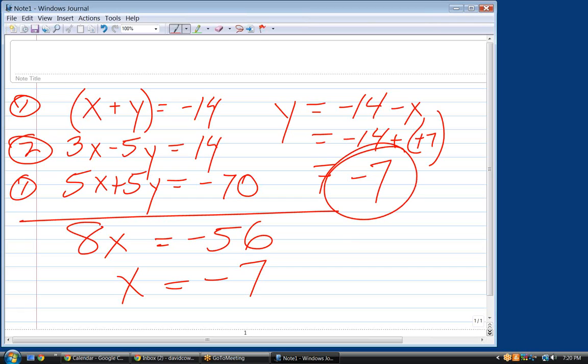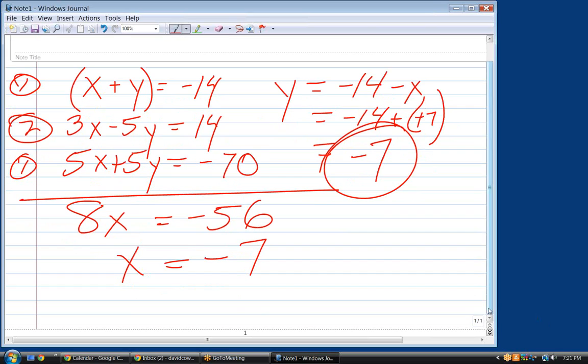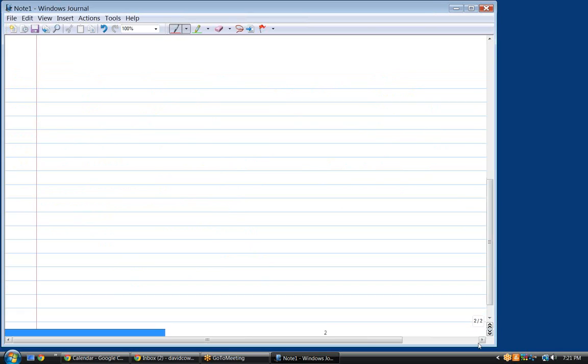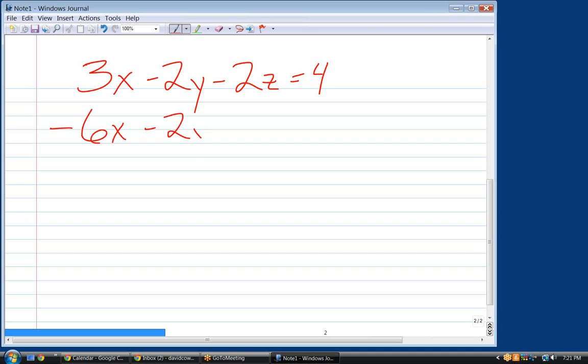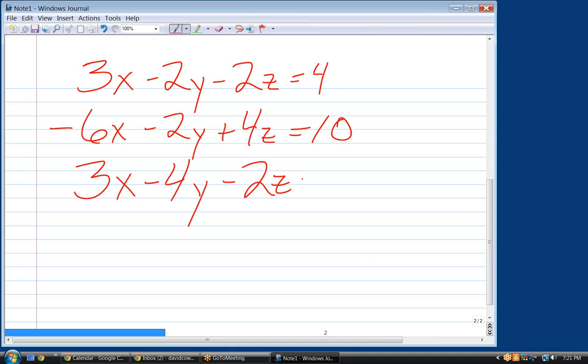Okay, what else you got? So it's 3 parts now. It goes 3x minus 2y minus 2z equals 4. And then negative 6x minus 2y plus 4z equals 10. And then 3x minus 4y minus 2z equals negative 13.